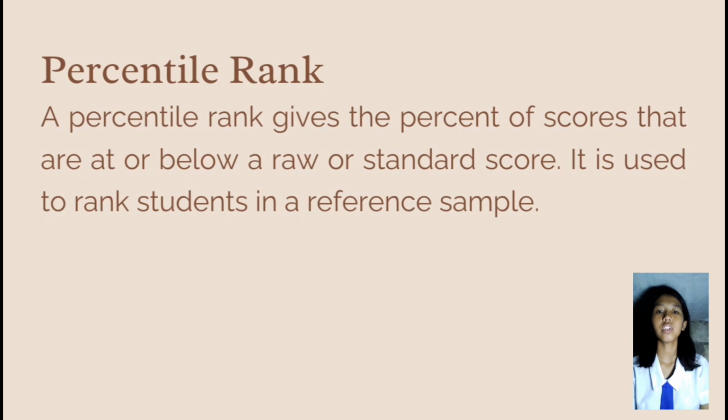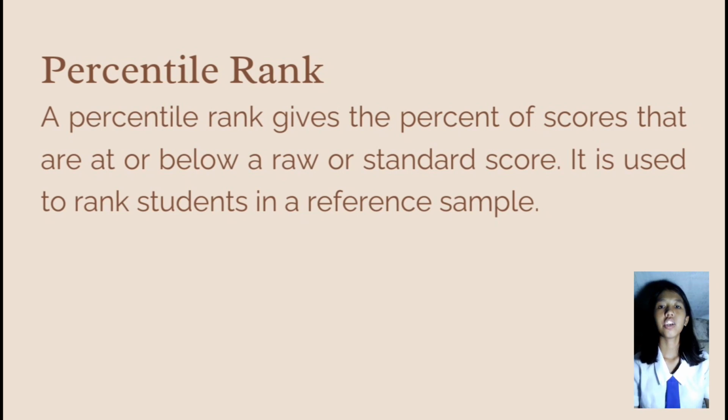If there are 200 students who took the test, a percentile rank of 84 indicates that the student scored higher than 168 students. So percentile ranks do not represent equal units. Hence, they should not be subjected to arithmetic operations.